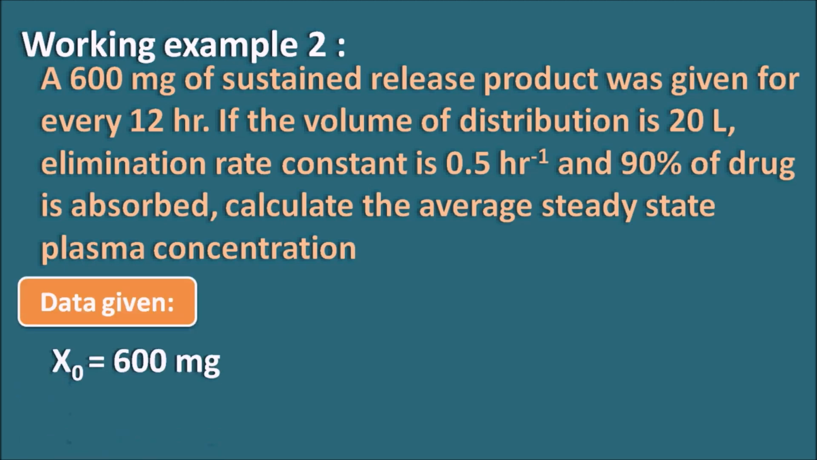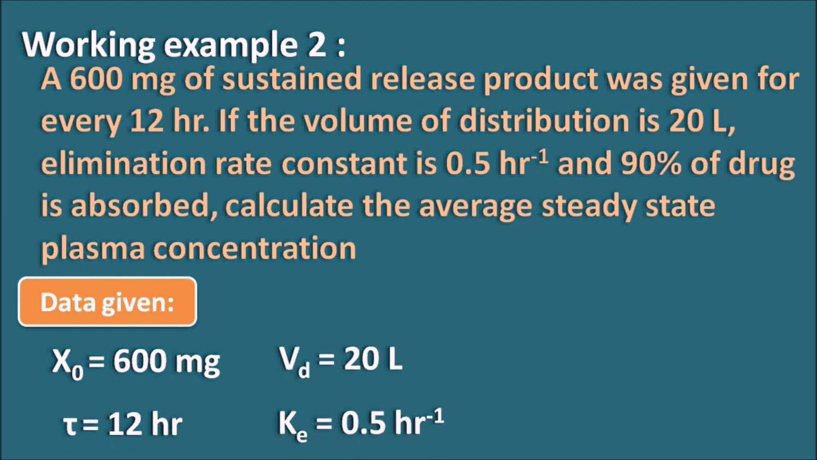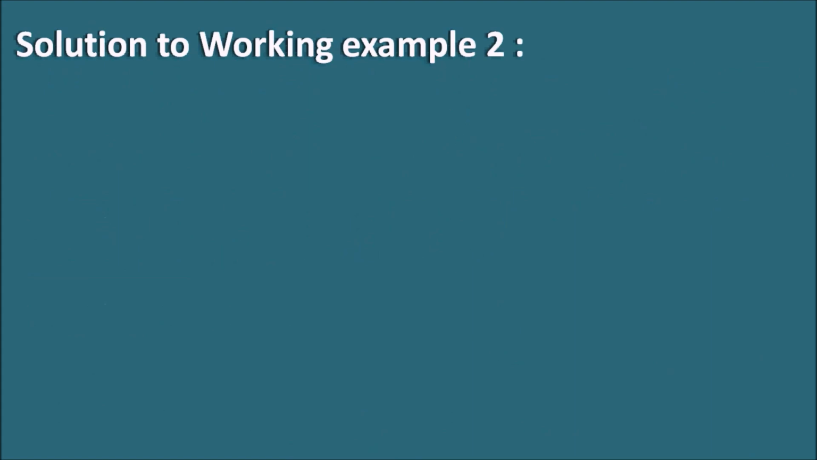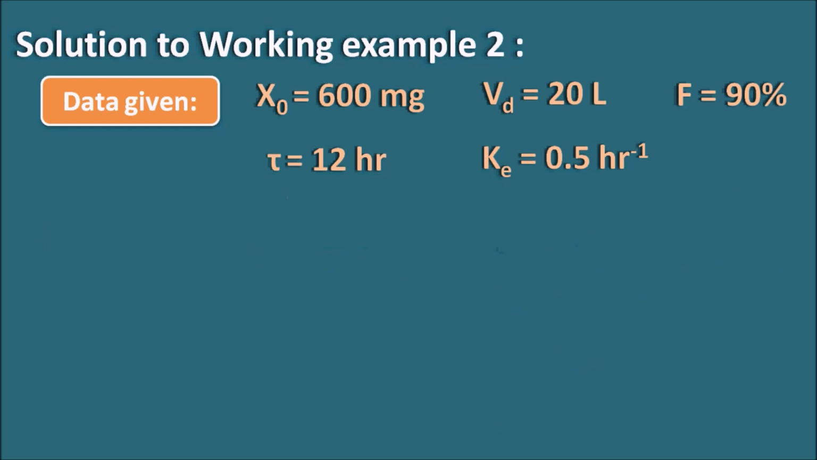So here the data given is X naught is given as a 600 mg, tau is given as 12 hours, and volume of distribution is 20 liter and elimination rate constant as 0.5 per hour, and fraction of the drug absorbed is 90%. Here what we have to calculate is the steady state concentration that can be achieved with the dose of 600 mg and dosing interval of 12 hours. So let us see the solution to this example. The data given is the X naught is given, tau, volume of distribution, elimination rate constant, and the fraction of the drug absorbed are given.